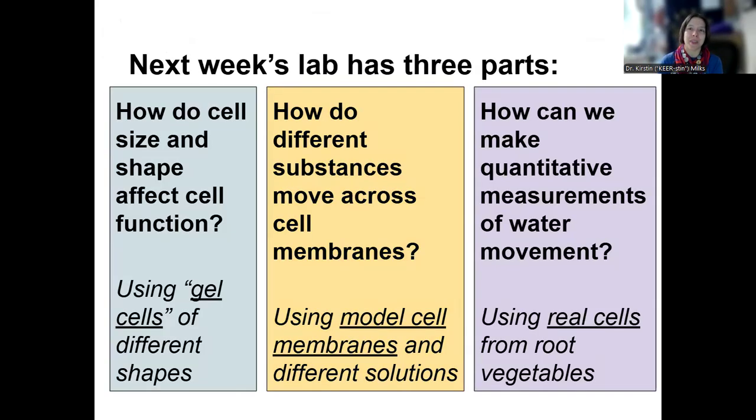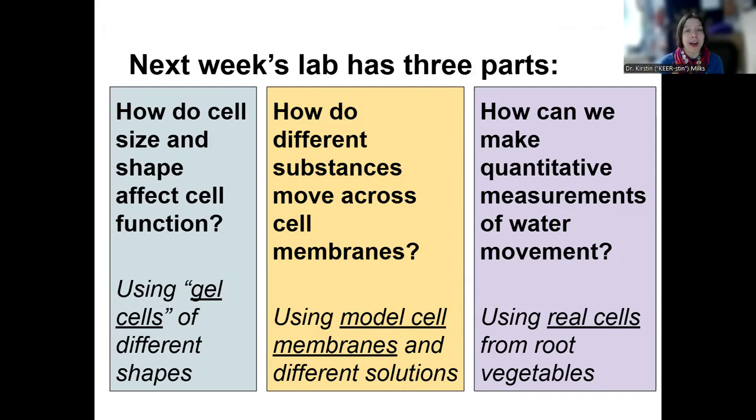So next week's lab has 3 parts. We are going to do them a little out of order because they require different amounts of prep for me. The first part of the lab, which we'll probably do on Tuesday, is asking about how cell size and cell shape affect cell function. We're going to be using gel cells of different shapes.